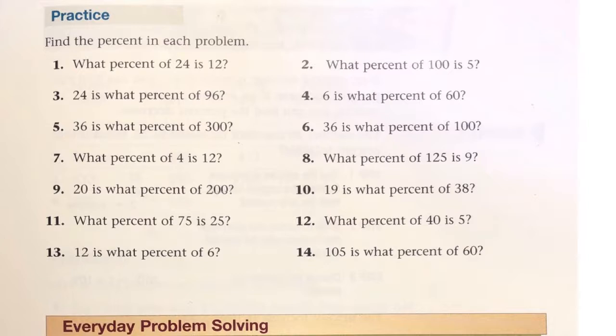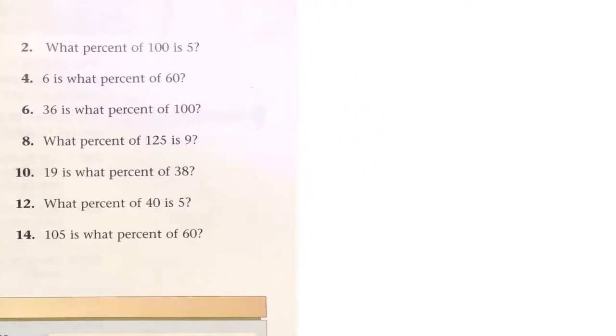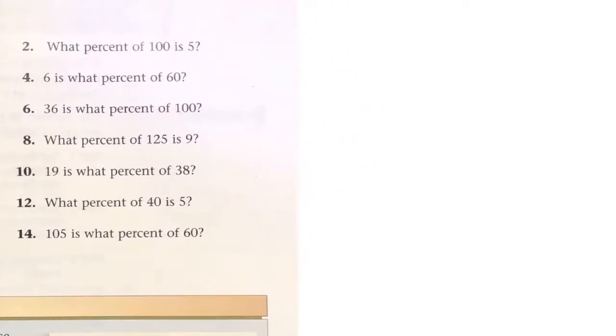So find the percent in each problem. I need a little space to do that. So for number 2, what percent of 100 is 5? So the number after of goes on bottom, and the numerator is 5. Now, the number on top goes in the box, and 100 does the dividing.